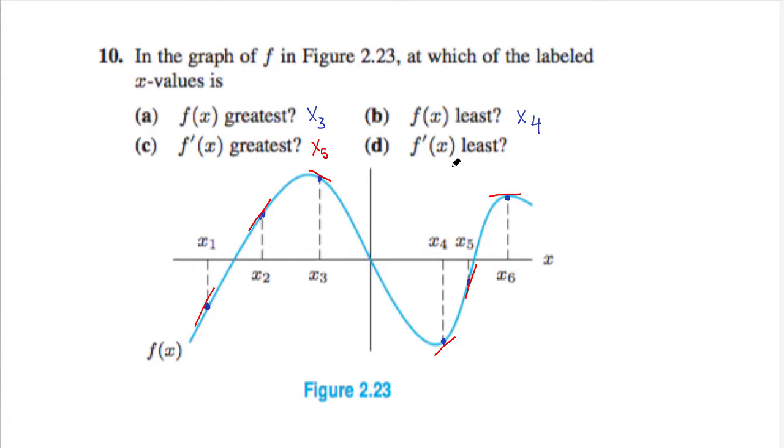For d, if we're looking at the derivative when it is the least, well, the only derivative we have that is negative appears to be at x3. So that would be our least value for f prime of x.